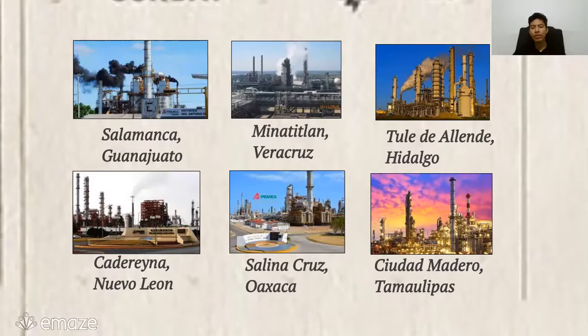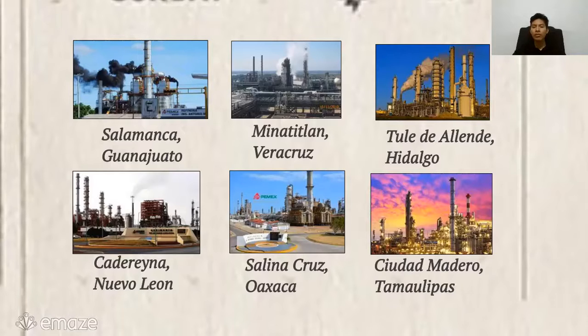It was inaugurated in 1979. It processes 110,000 barrels every day, but it has a capacity of 275,000 barrels per day. It produces gasoline, diesel, asphalt, sulfur, propylene, and LP gas.